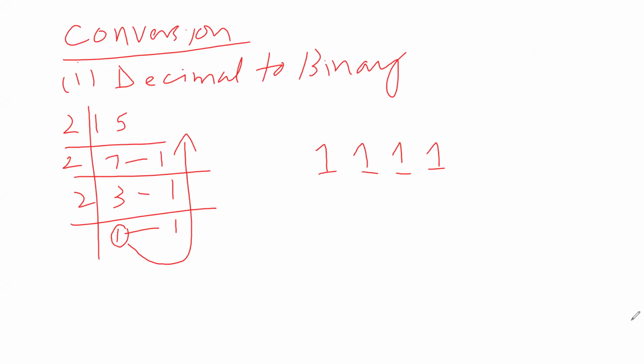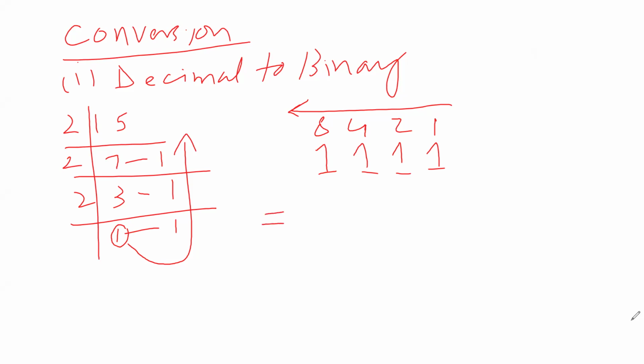If we want to confirm whether this conversion is right or wrong, we will do binary conversion. We will place powers from right to left. The first digit's power will be one, second will be two, third will be four. Every time you double the power. After 8, it's 16, 32, 64, 128.